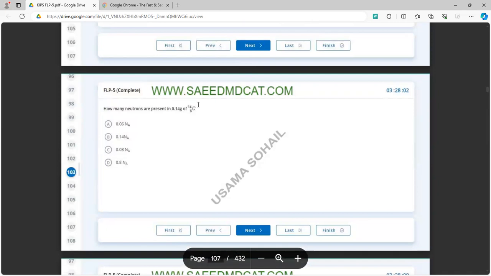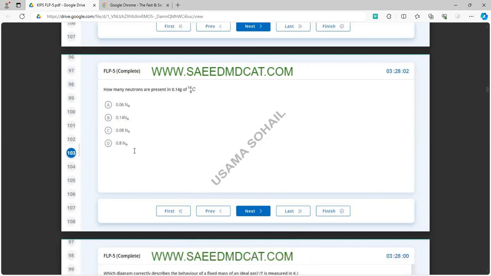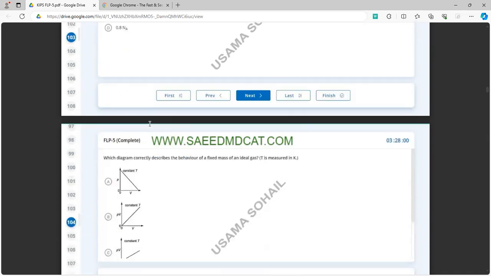Now, how do we get the answer to question number 103? We divide the mass with the MR and multiply it with 6 times 10 power 23. And you'll get the correct answer.